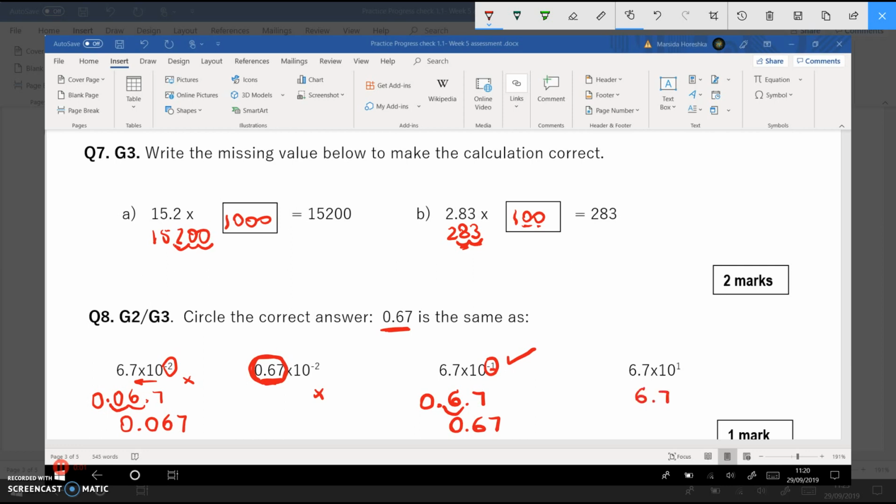6.7, when you multiply to the power of 1, and 1 has a positive sign in front, it's positive, so we're moving in the positive direction. So that means just 10. So we move one place. So this becomes 67, and that doesn't match what we have in the question. So option number 3 was the right one.